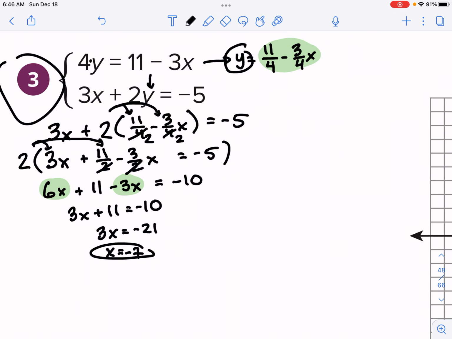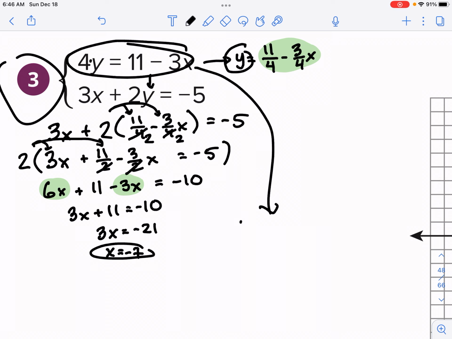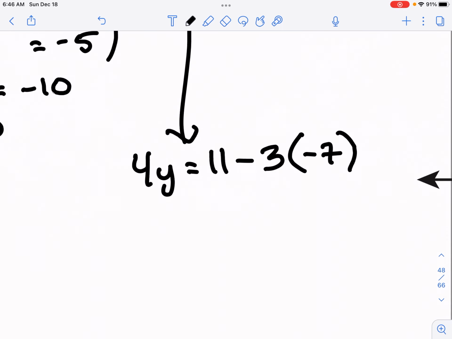But what we can do here is now we're going to substitute this and find what the value of y is. I'm going to use this equation here. So let's bring that here. So we'll have 4y equal to 11, but instead of minus 3x, it's going to be minus 3, and we'll plug in a negative 7 in parentheses. Okay. So let's go into keep. We'll have 4y equal to 11. Negative 3 times a negative 7 is a positive 21.